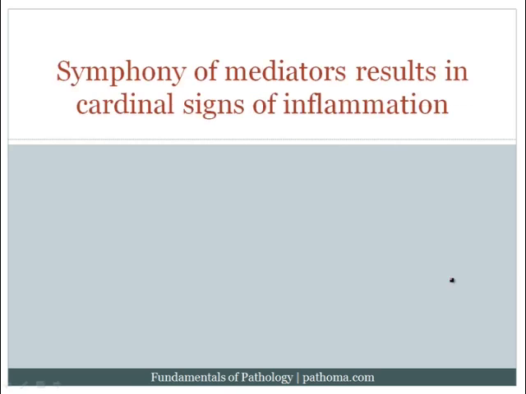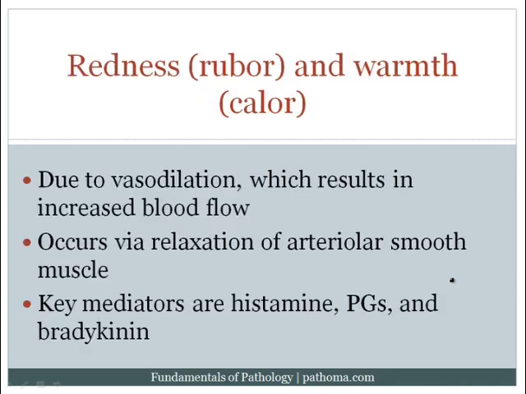Once acute inflammation is activated, all of these mediators are sort of played together as a symphony. And that symphony is going to result in the cardinal signs of inflammation. So now we're putting together all of the mediators and saying, so what is the overall result? And the overall result is the cardinal signs of acute inflammation. So what are these signs? Well, these we're very familiar with.